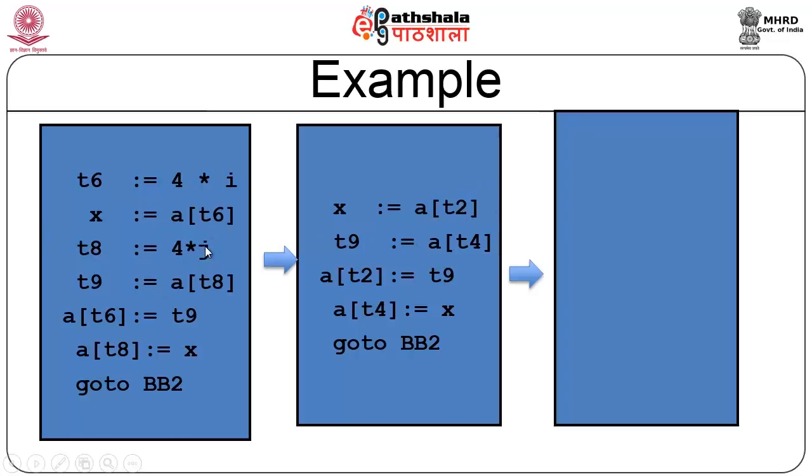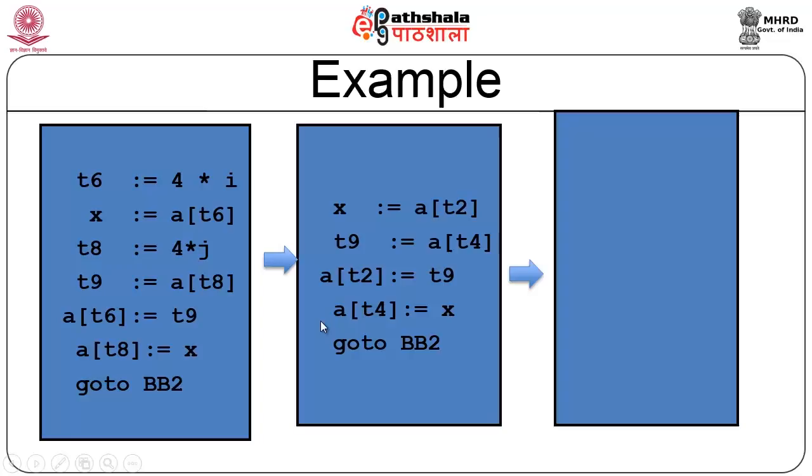Similarly, wherever 4 into j has been used, that 4 into j is replaced with T3. But A of 4 into j is T4. So, I have got here A of T4. So, T9 is equal to A of T4 and A of T6 is equal to T9. So, A of T2 is nothing but T6 can be replaced by T2, and so is the case with T8, where I can replace T8 with T4 to assign the value x to it.